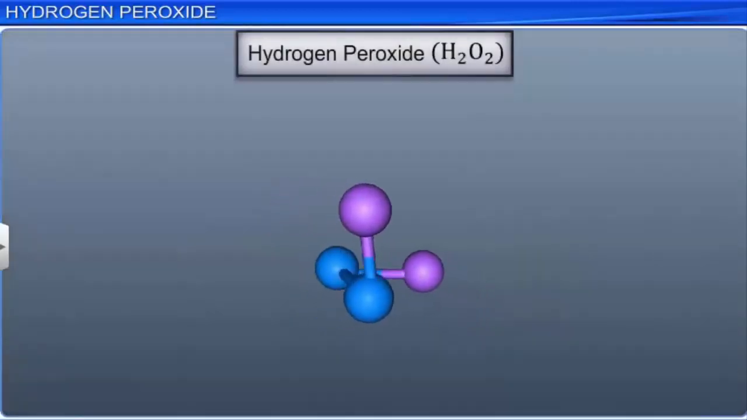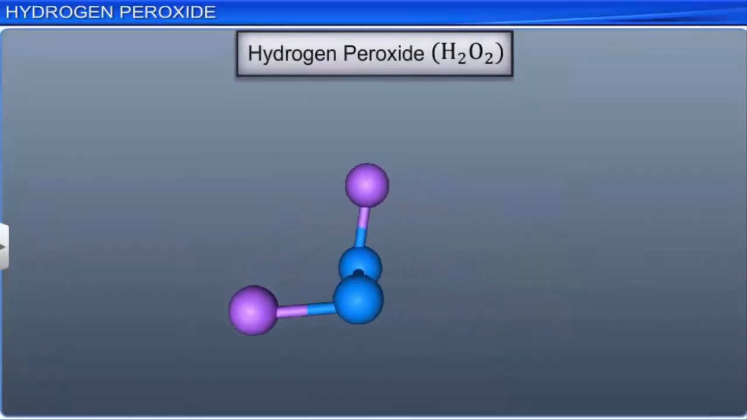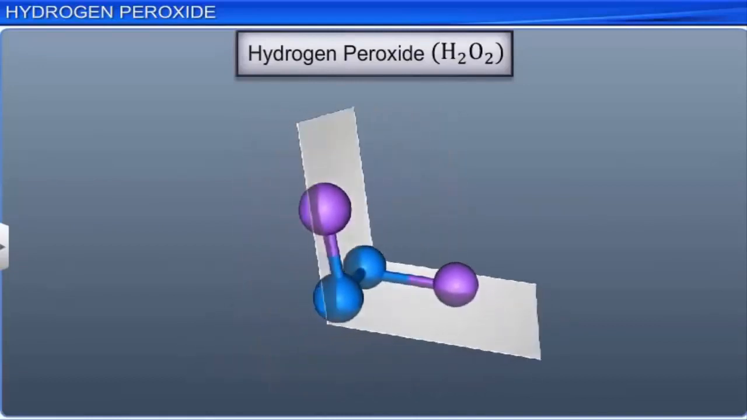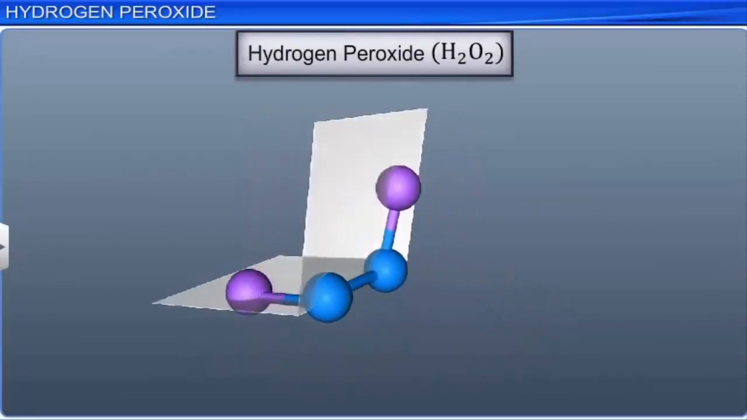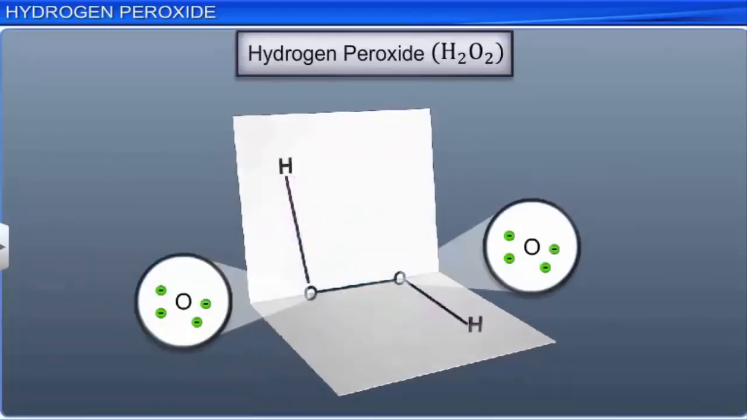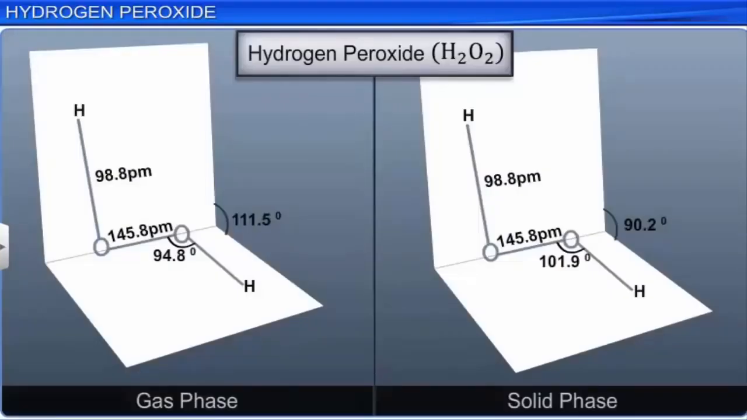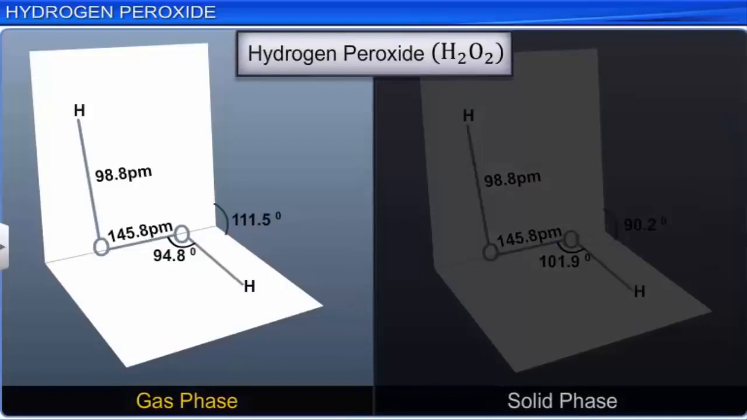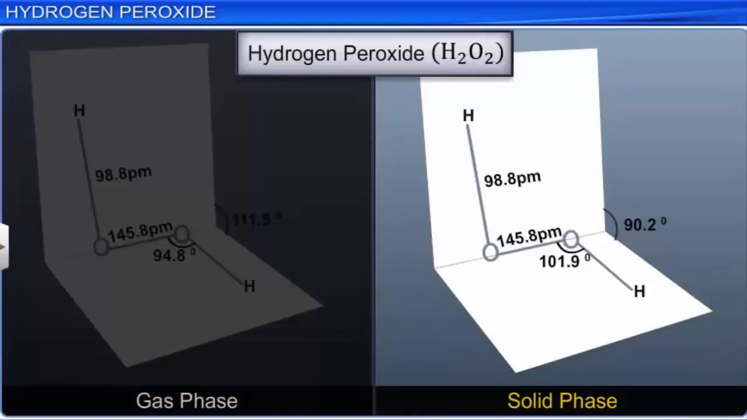Structurally, the hydrogen peroxide molecule is non-planar. It has an open book structure. The presence of lone pairs of electrons on the oxygen atoms and the hydrogen bonding gives the molecule a different structure in gaseous and solid phases. In gaseous state, hydrogen peroxide has a dihedral angle of 111.5 degrees, whereas in solid state, at a temperature of 110 Kelvin, it has a dihedral angle of 90.2 degrees.